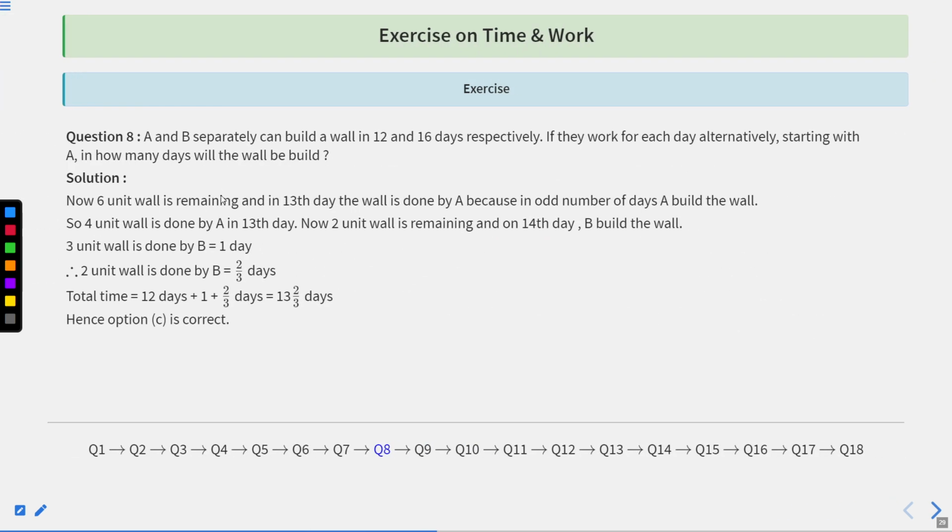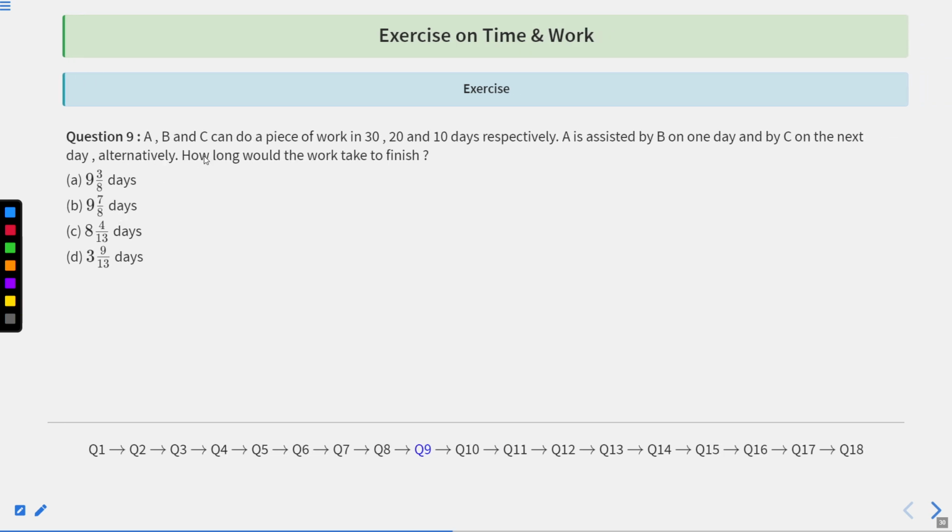So now 6 units of wall are remaining, and on the 13th day, the wall is built by A because on odd number of days, A builds the wall. So the 4 unit wall is done by A on the 13th day, and now 2 units of wall are remaining. On the 14th day, B will build the wall because on even days B works. So the 3 unit wall is done by B in 1 day. Therefore 2 unit wall is done by B in 2/3 days. So the total time taken will be the sum of all these, and it will be 13 and 2/3 days. So the correct option here is option C.